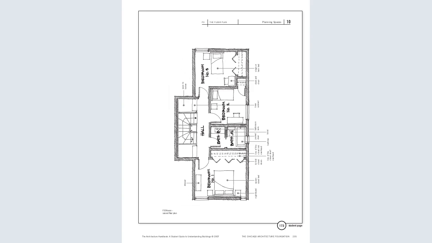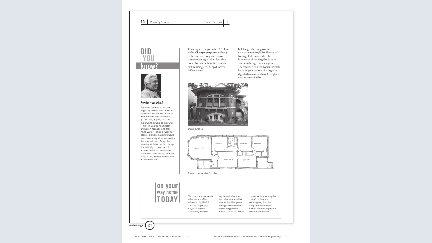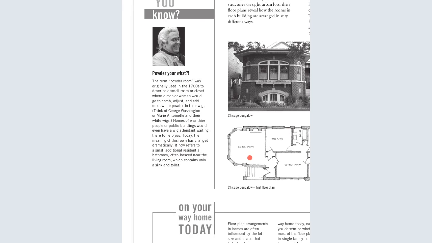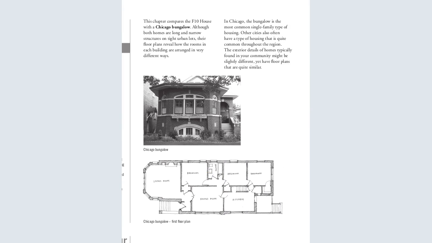Now another one is there. You can see how it is drawn. So a question comes: did you know the term powder room was originally used in the 17th century to describe the small room or closet where a man or a woman would go to comb, adjust, or add more white powder on the wig? So that is where it got its name from.